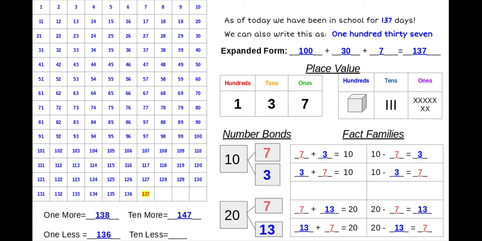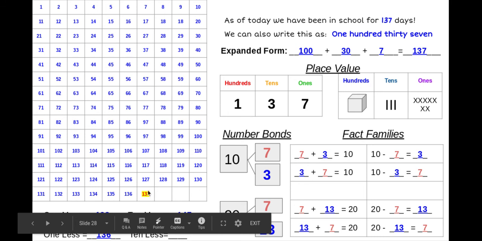And our last one is 10 less than 137. So instead of going this way on our chart, now we're going this way up our chart. Okay? So going this way up our chart, we're going to go from here up 10. Up our chart. Or down in our numbers. It's tricky. So 137, go back 10. And what's our number? 127.